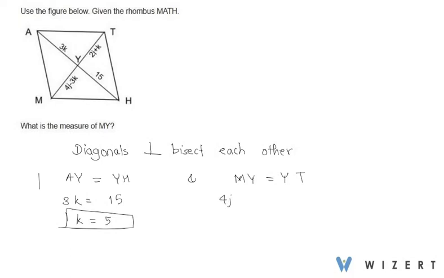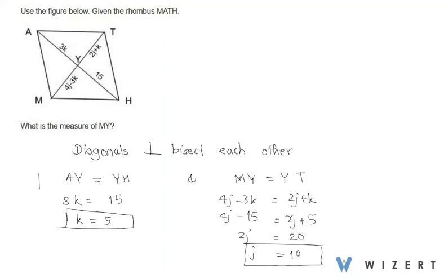MY is 4j minus 3k equal to 2j plus k. We simply put the value of k here as 5. So 3 into 5 is 15, equal to 2j plus 5. So we get 4j minus 2j is 2j, and 5 plus 15 is 20. So we get the value of j as 10.